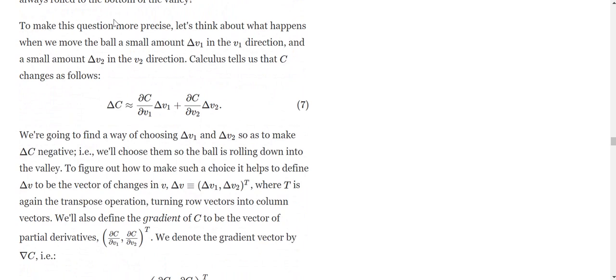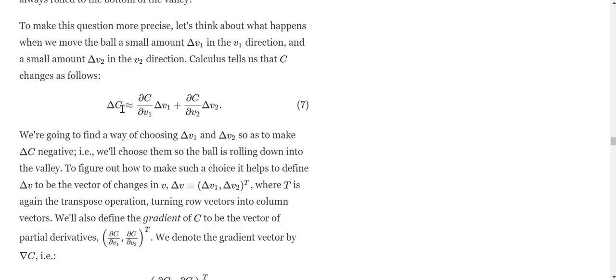Okay, so to make this question more precise, let us think about what happens when we move the ball a small amount delta v1 in the v1 direction and a small amount delta v2 in the v2 direction. So calculus tells us C changes as follows. If you've done calculus, you'll know that these sorts of approximations are very commonly used. I don't really know how I can explain this, but I hope this makes sense.